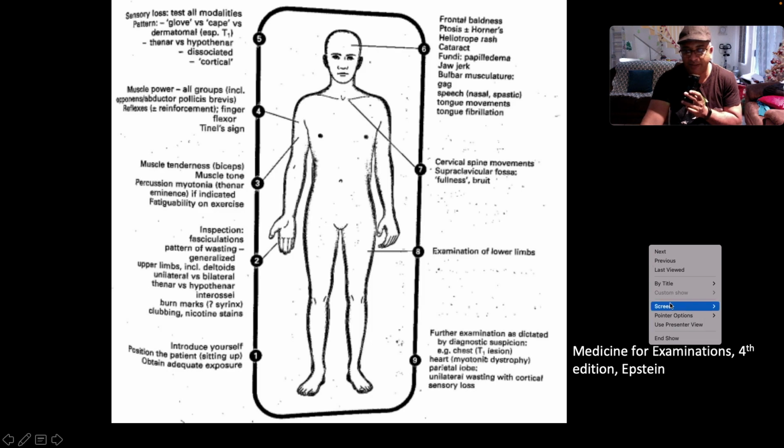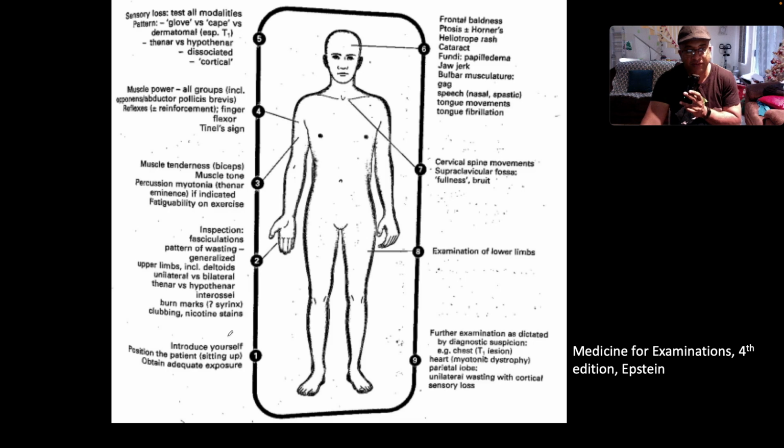Alrighty, so let's get started. First up, introduce yourself to the patient, position the patient sitting up and obtain adequate exposure. Then look at these hands. You must note any fasciculations, which speak strongly to either a lower motor neuron lesion, or if this might be motor neuron disease, we have a mixture of upper and lower motor neuron signs.